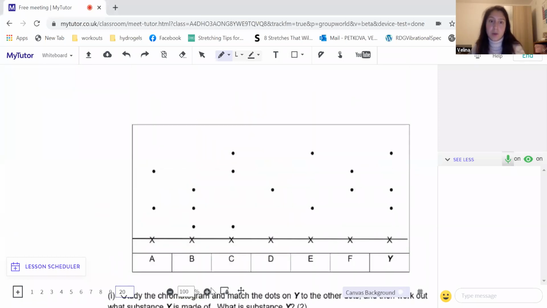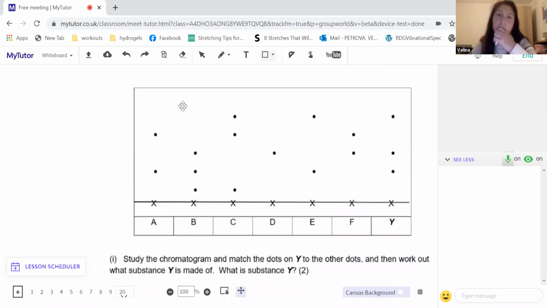Okay, so this was another one on chromatography. This one has a lot more data though. So we've done our chromatography, we've run it, and now we want to identify the Y to the other dots. So we want to figure out which substances Y is made up of. So do people have any idea? Can they match up the dots? A, B, C, F. Okay.